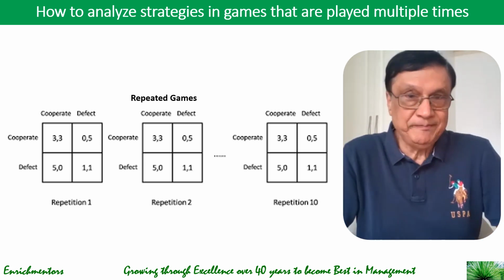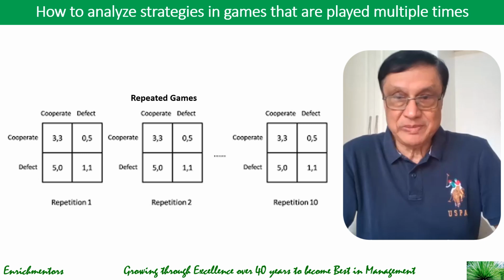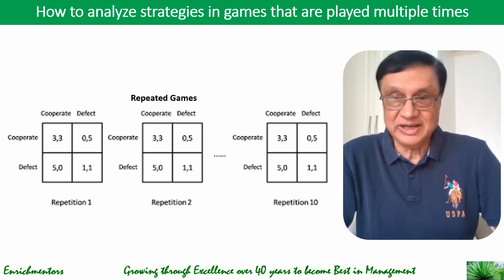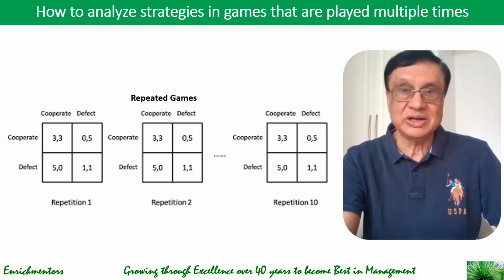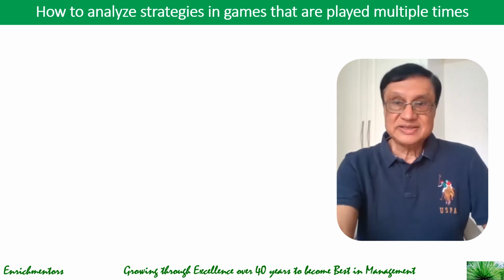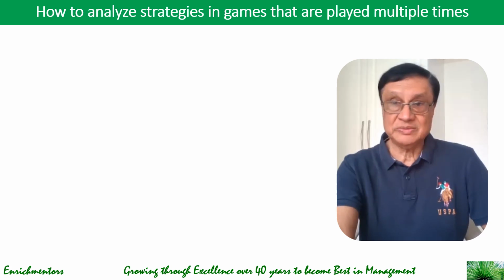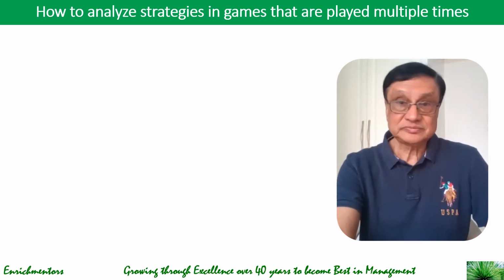You see here there's a game, the cooperate and defect game, with repetition one, repetition two, and the same game is played again and again, for either a finite time or an infinite time. How would you analyze strategies in games that are played multiple times? Any thoughts? To analyze strategies in games that are played repeatedly, where past actions can influence future decisions and outcomes, you need to take a few steps that we will outline now.